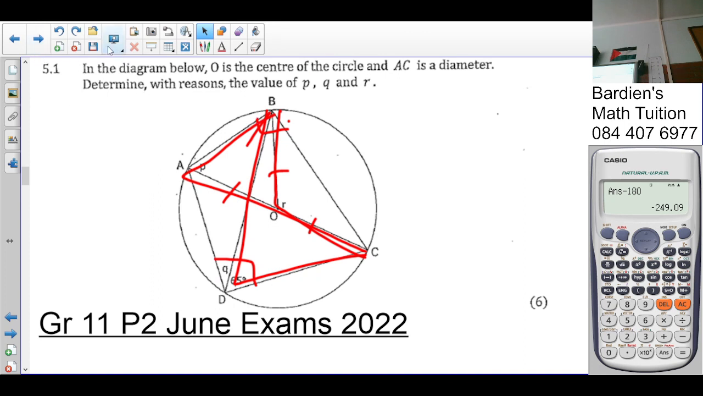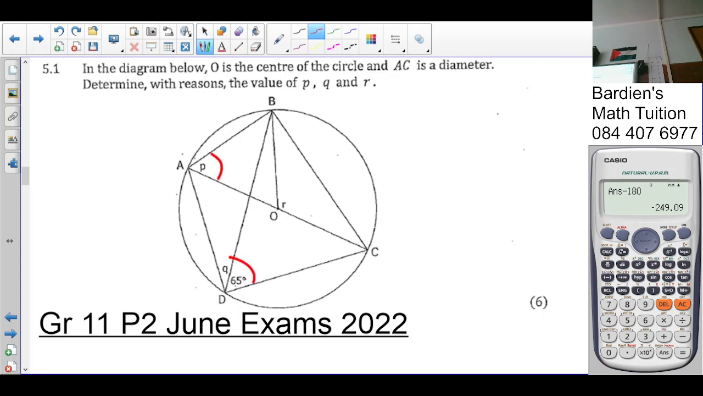Then the question says determine the values of P, Q, and R. So if we're looking at P, as you can see here, we have angles in the same shape, the bow tie or the butterfly. So we're going to say that angle P is 65 degrees, angle in same segment. And this is coming from arc BC. Alright, 65 degrees.